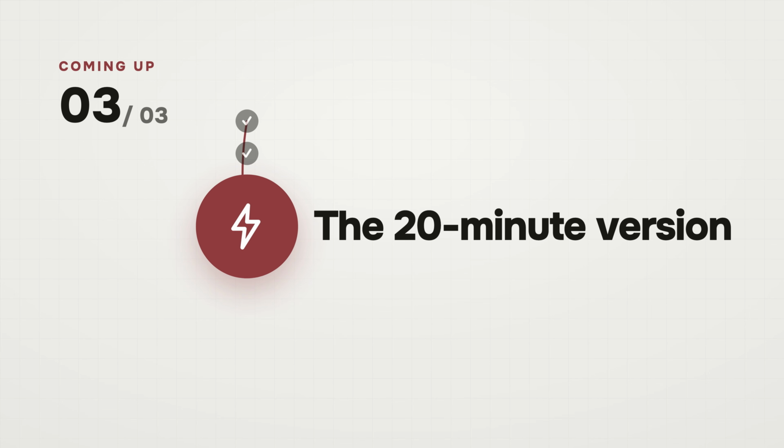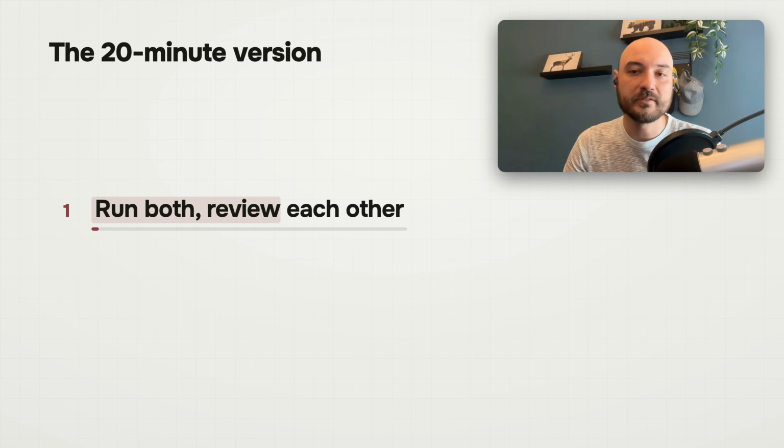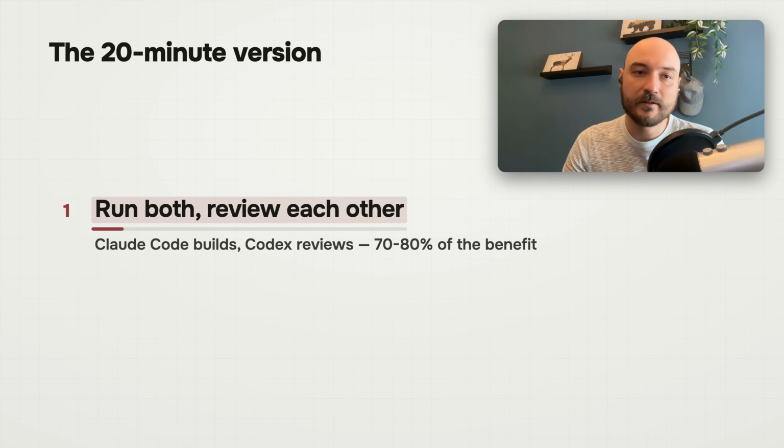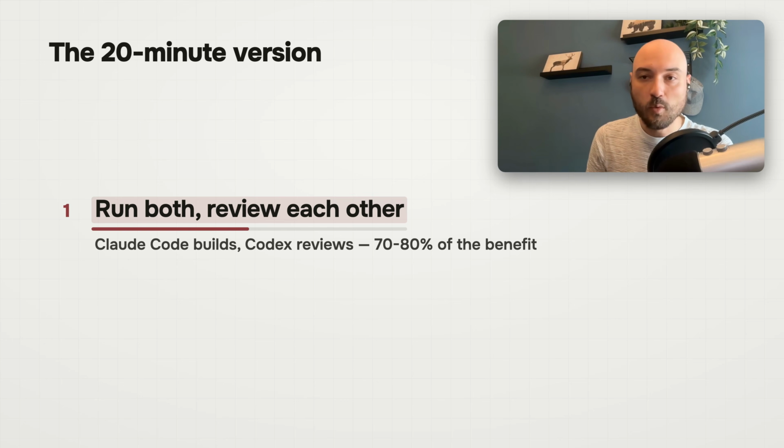So just having them both and reviewing each other's work already gets you to the 70-80% level of getting all of the benefit out of it, which I think is very useful to do. Have Claude Code build and then Codex review is my preferred flow, but I also know that people quite like having Codex work and then Claude Code review. I think either way works quite well.